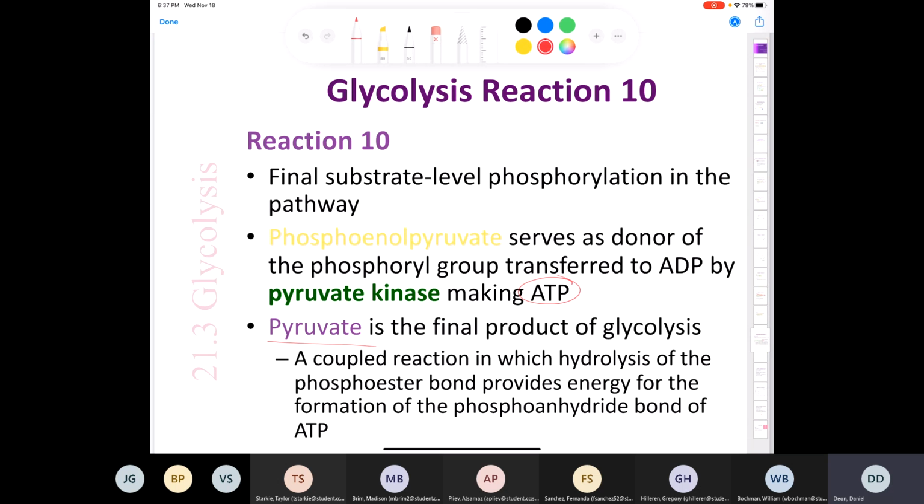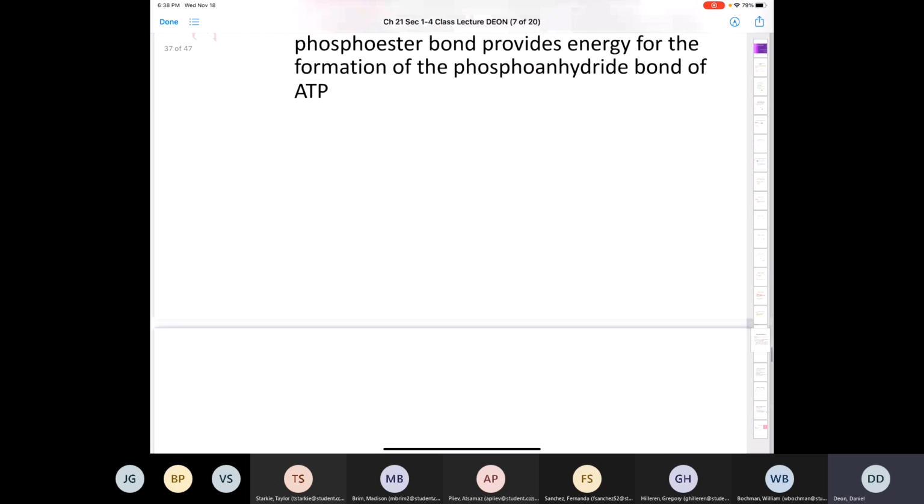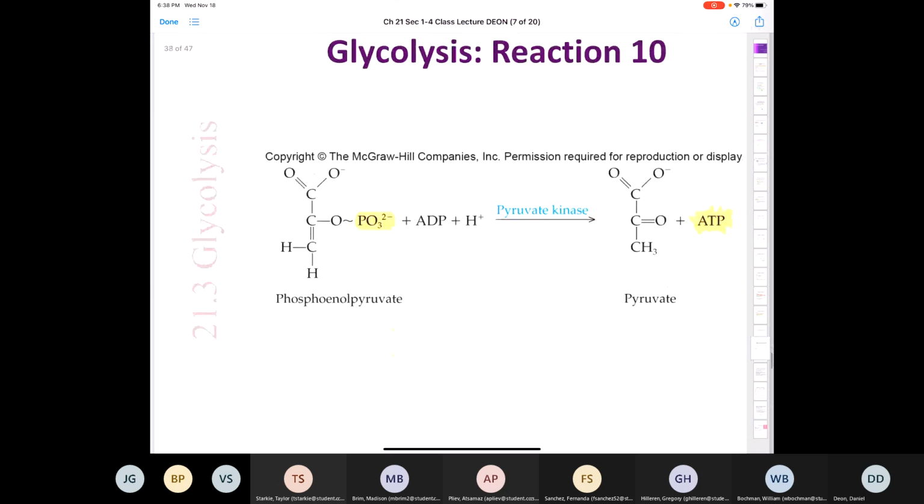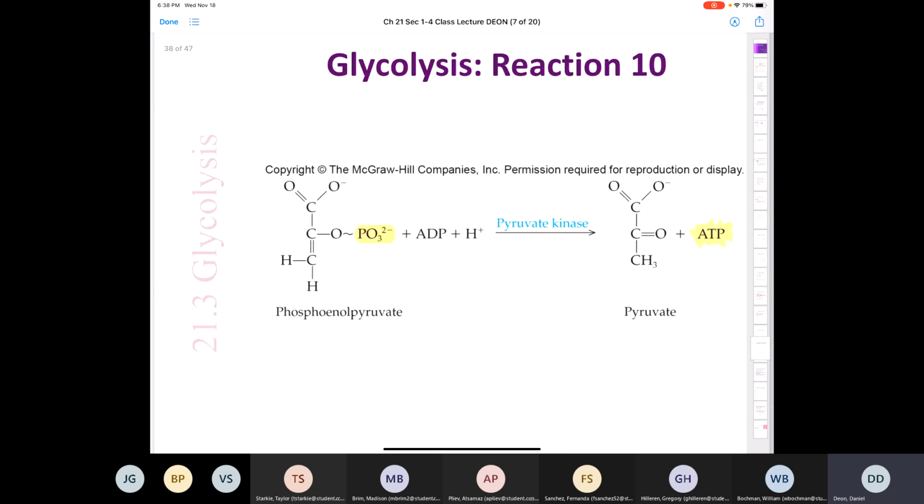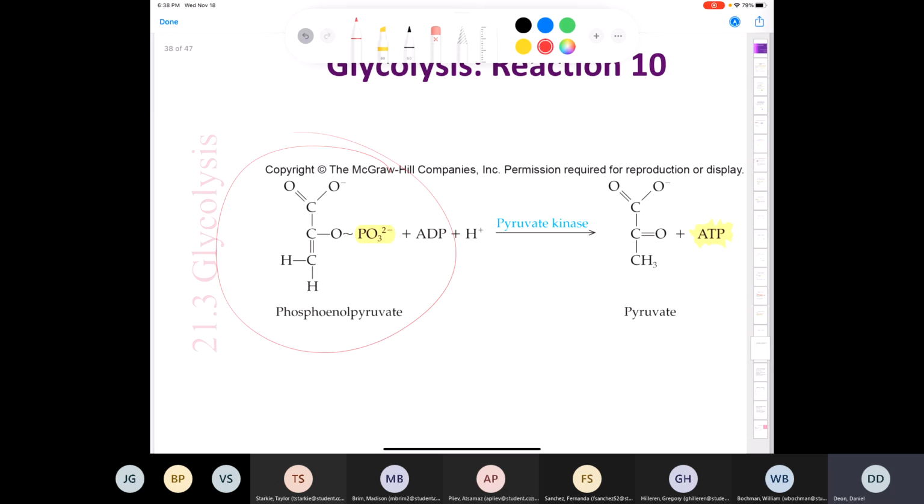This is a coupled reaction. Remember, I told you a coupled reaction is where you hydrolyze and liberate the phosphate, and then it ends up being a starting material for the second step. So, a coupled reaction in which the hydrolysis of the phosphoester bond provides the energy for the formation of the phosphoanhydride bond in ATP. Let's look at the reaction. Last reaction of glycolysis. We take this high energy intermediate here. We do a substrate level phosphorylation. It's catalyzed by pyruvate kinase, and you're left over with a molecule which has 1, 2, 3 carbons.